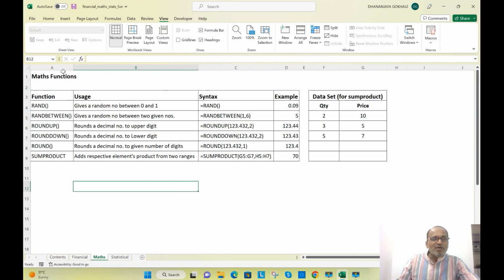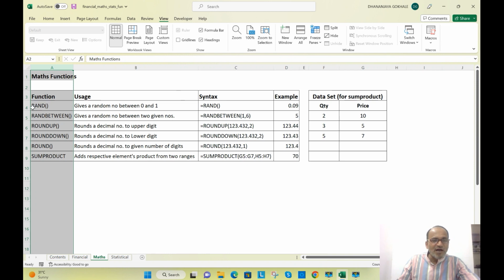Okay. Now, here the first column shows the function. First one is RAND for random number. And the second one is RANDBETWEEN, that is a random number between one value and another value. And the third function is ROUNDUP, that means round it to the upper value. Then ROUNDDOWN is round it to the lower value. Obviously, rounding is done for a decimal number. Suppose the decimal number taken here is 123.432. We want to round it off. So how will it get rounded off to a higher value or to a lower value, to a certain number of digits, is done by all these three functions.